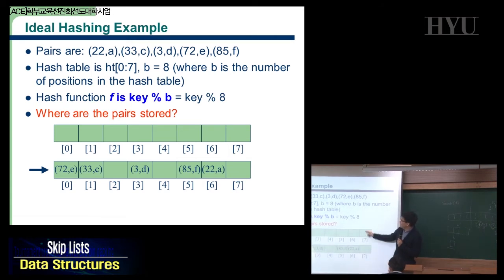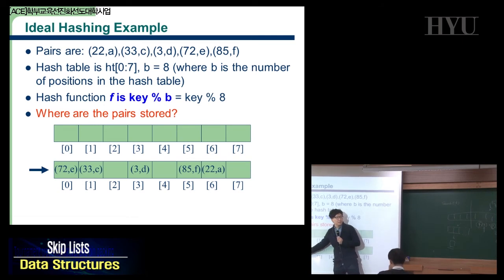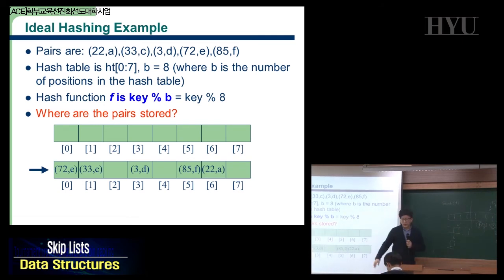Okay, 33 modulo 8. 4 times 8 is 32, so 1, right? Position 1, 33C. So the next time I try to find the value of key 33, I do the exact same thing. 33 modulo 8 gives me 1. Go into position 1, and my value is C right away. So that is my very simple hash function right there.